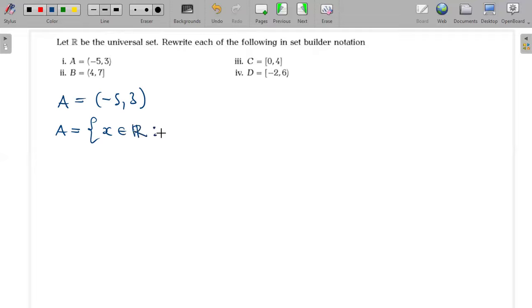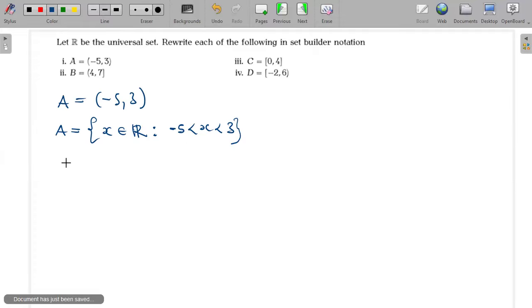Then such that x is in between negative 5 and 3. So you say that it's in between negative 5 and 3. Then you observe here that I have strictly put less than symbols. So that means that negative 5 and 3 are not part of my set. Why have we said so? Because they have open brackets there. That's why we say so.